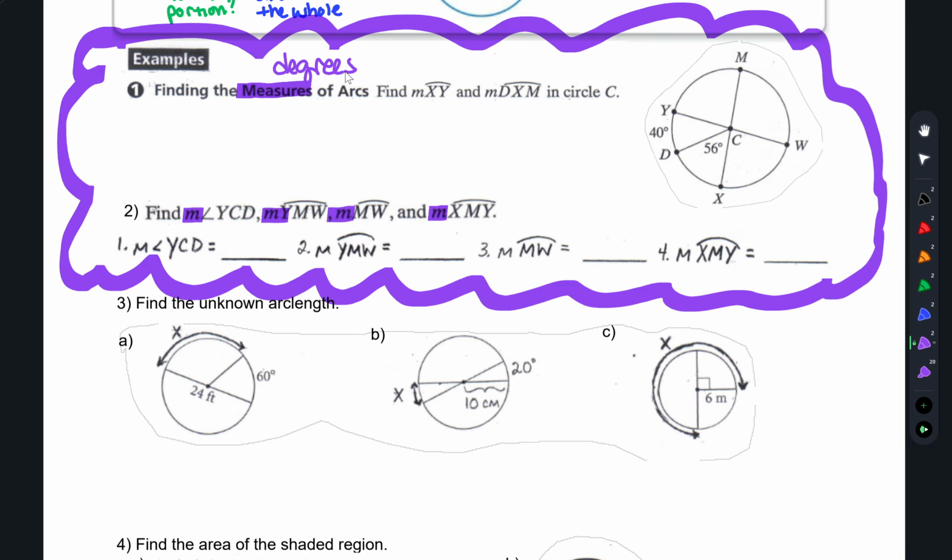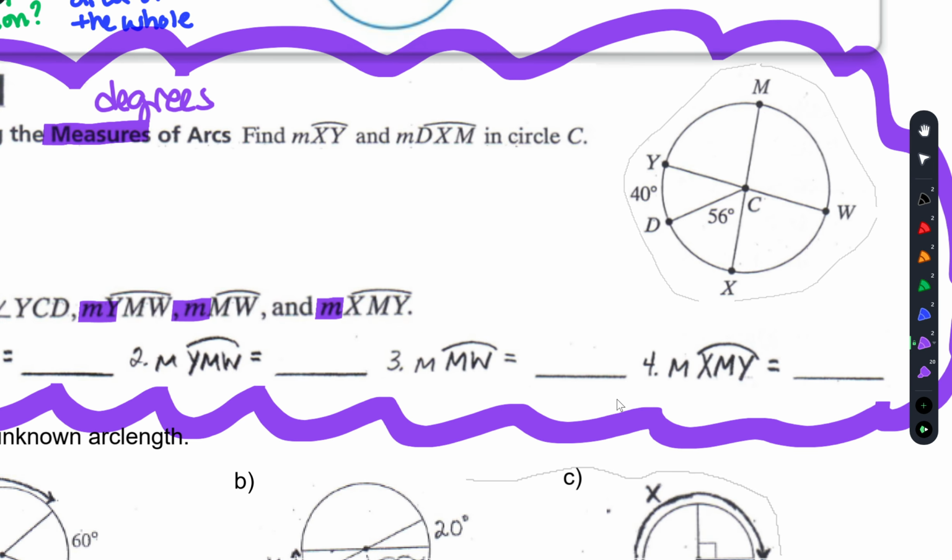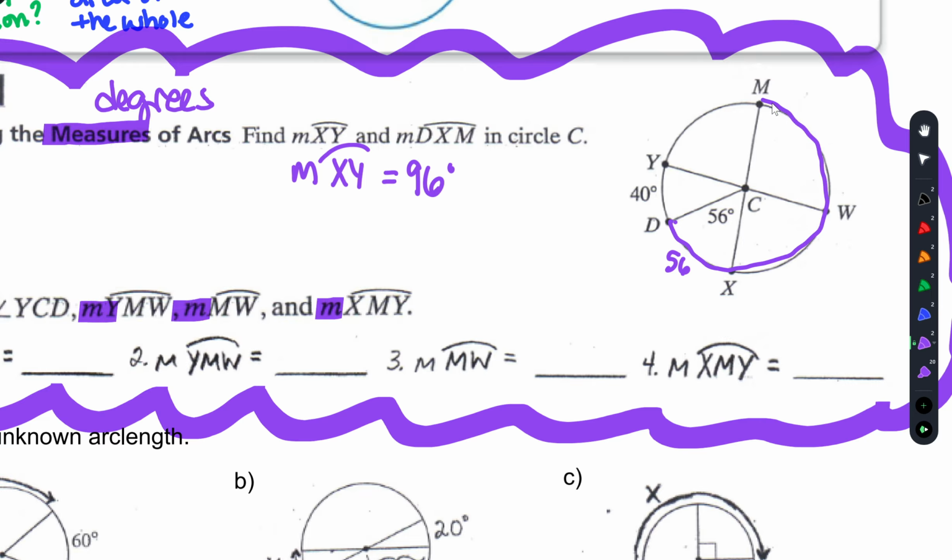So if it says in number 1, find the measure of these arcs, I'm going to go back to what unit was that? Unit 10, where we did circles, and I'm going to think about all of those properties. So let's knock these out really quickly. They shouldn't be too bad. The measure of arc XY is talking about this full arc right here. So I'm going to do 56 plus 40 to get 96 degrees. DXM, I'm going to erase this. DXM goes this way. I see it's one full semicircle, so 180 plus 56.